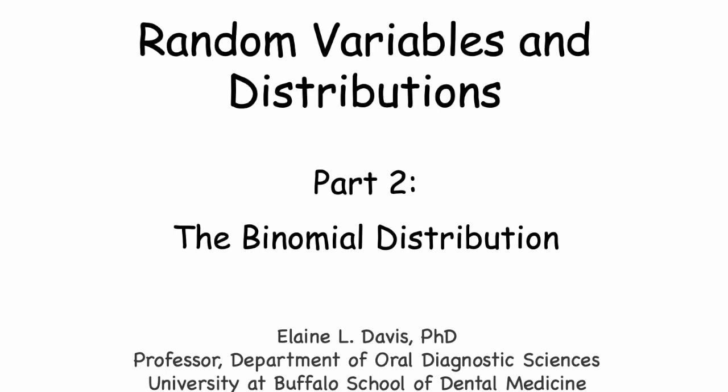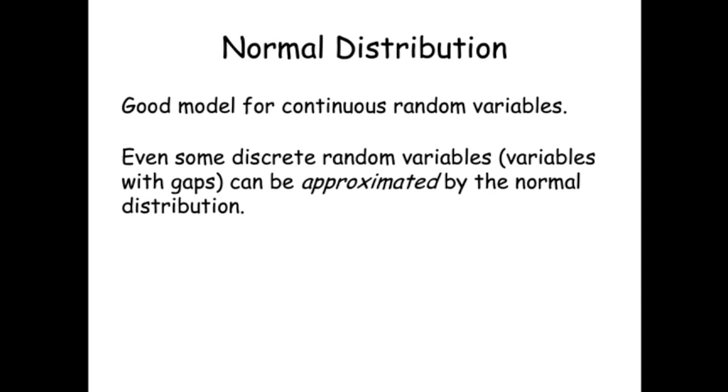This video focuses on the binomial distribution. The normal distribution provides a good model for many continuous random variables. It can also be used with discrete random variables when there is a large number of possible values.